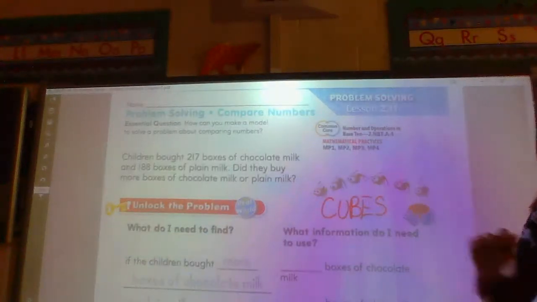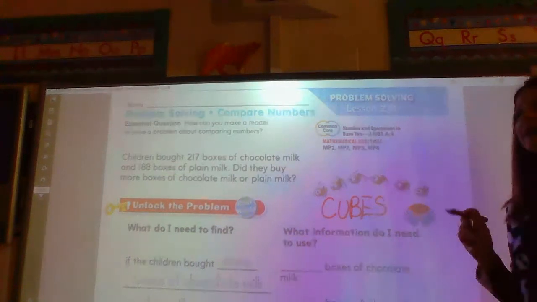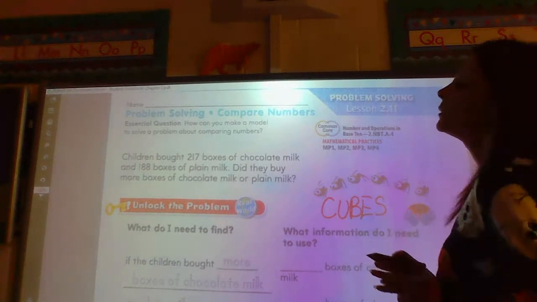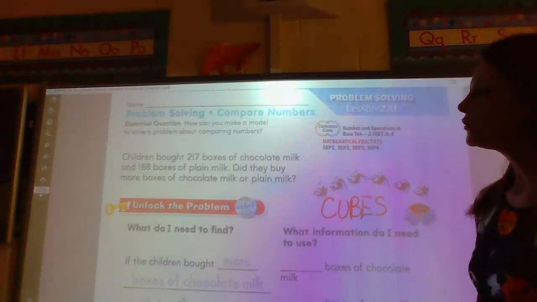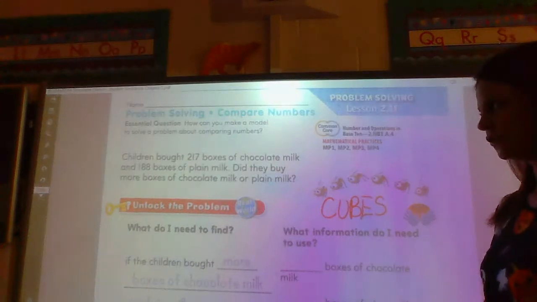I know it was a word problem because I just read it. So now I need to read it again. This time, please read along with me with any of the words that you know. Children bought 217 boxes of chocolate milk and 188 boxes of plain milk. Did they buy more boxes of chocolate milk or plain milk?